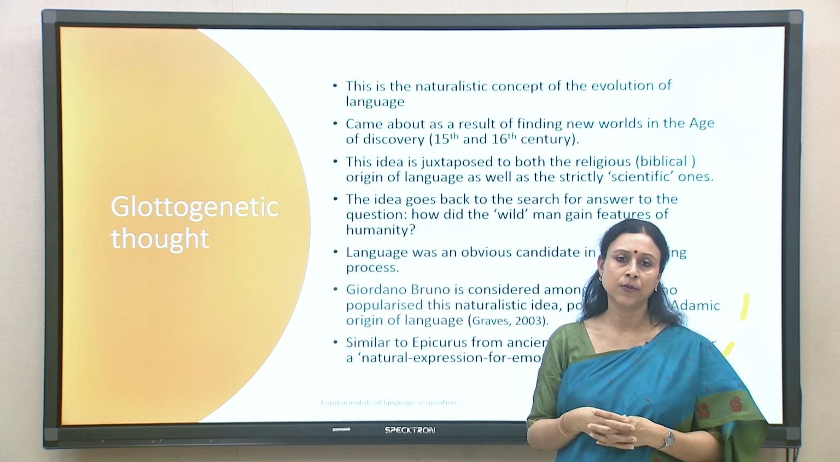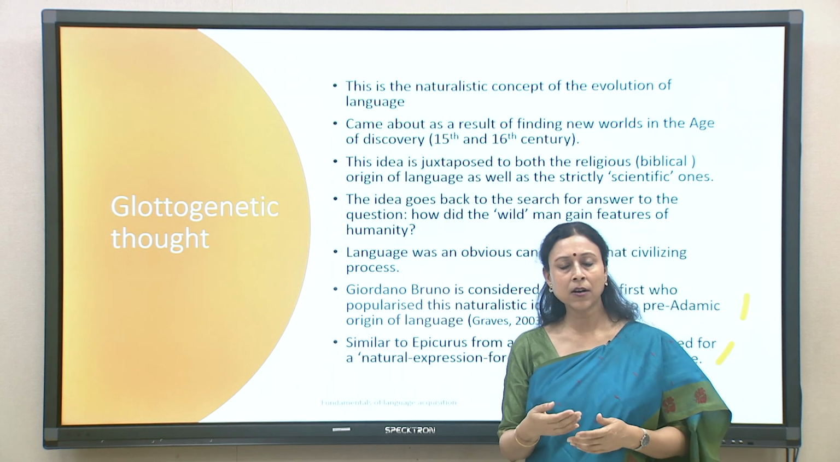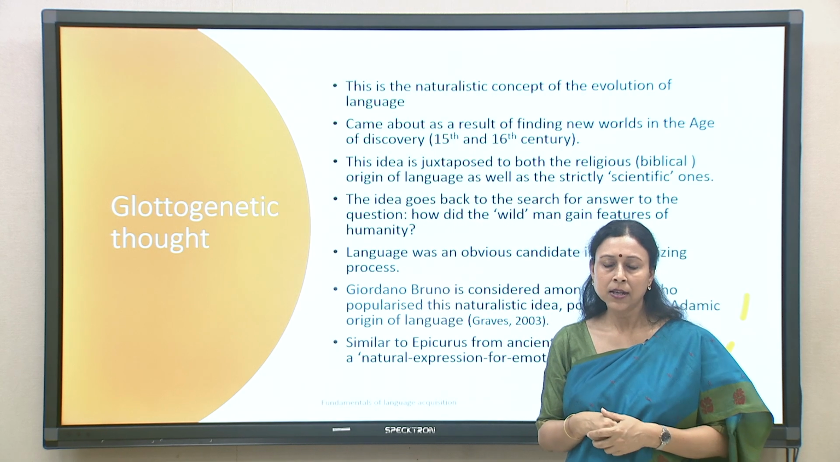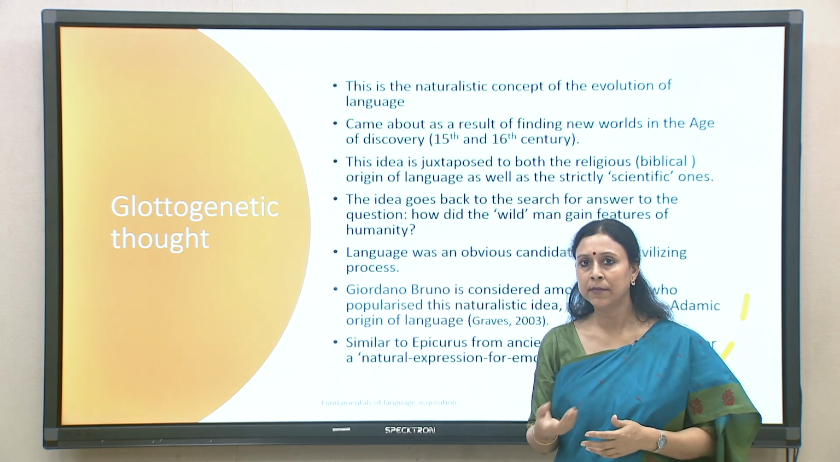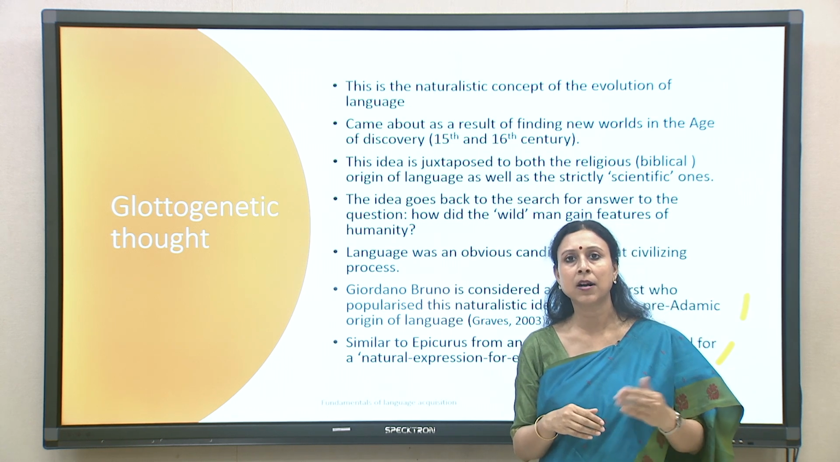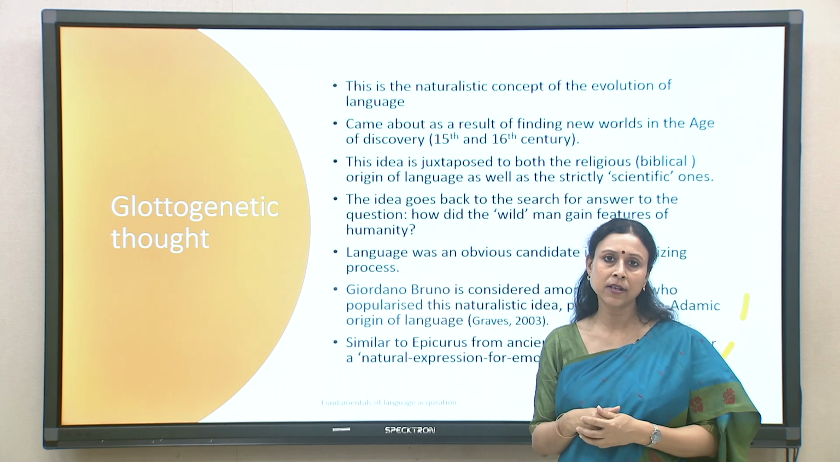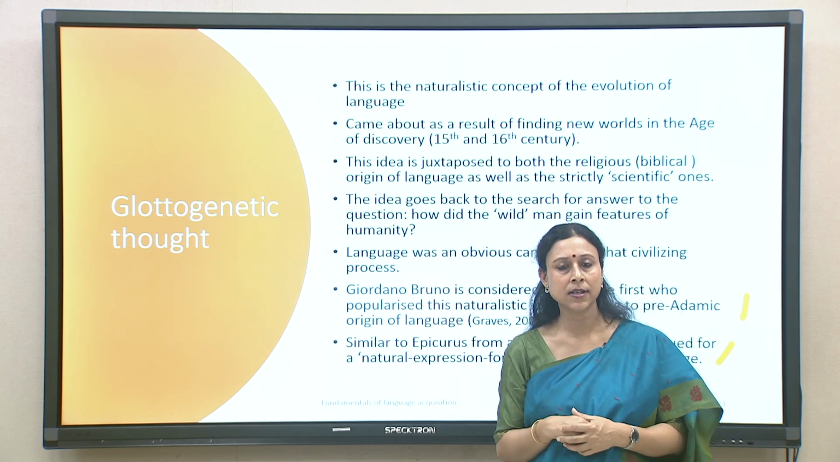One of the questions that was asked was, how did the wild man become civilized? How did the wild man gain the features of humanity? Now, where does this idea of the wild man come from? When they went to Africa, for example, the locals were looked upon as some sort of animal. They were not considered part of the human race, they were considered part of the orangutan. Orangutan was a term used for apes at that time. This was not a specific animal, it was the class of apes.